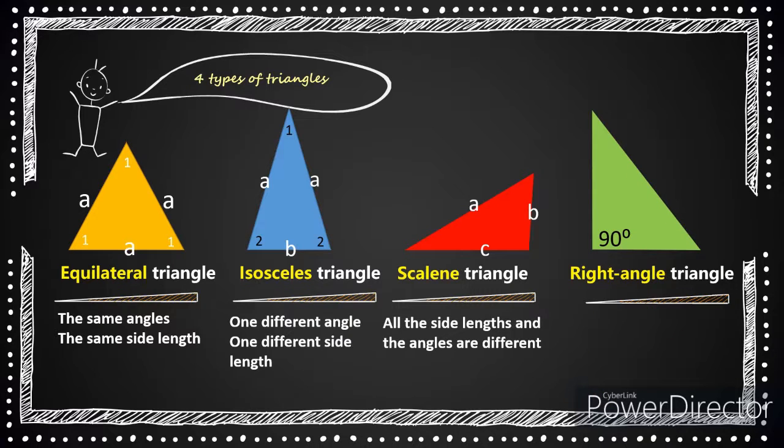Fourth is the right angle triangle. You may think, what is a right angle? A right angle is an angle of 90 degrees, and a triangle has only one right angle. Because according to the first triangle rule, the sum of internal angles is 180 degrees. And also the triangle must have 3 angles. So if we have 2 right angles, the last angle will be 0 degrees. So that's not a triangle, because it only has 2 angles.